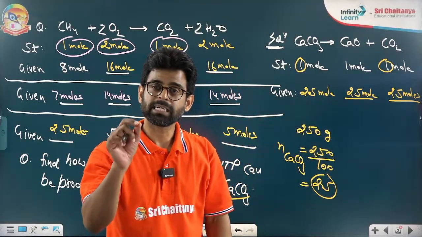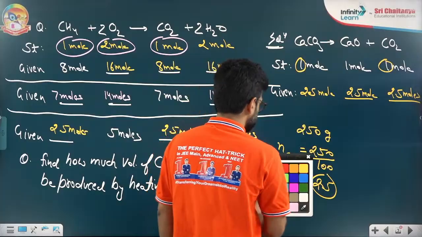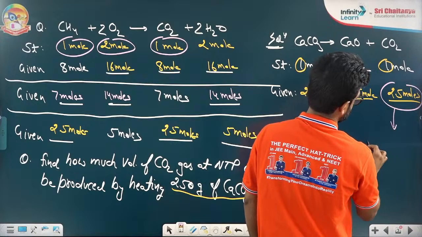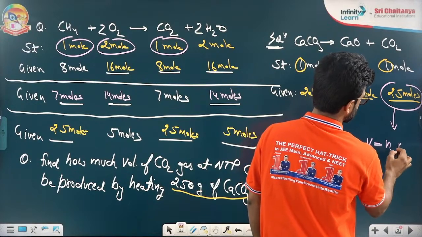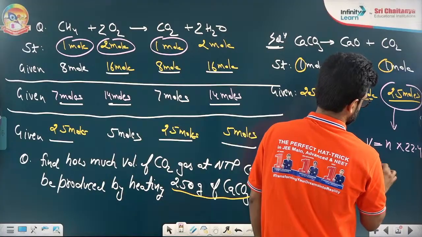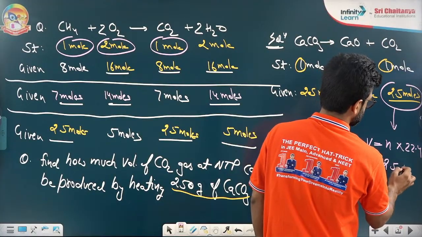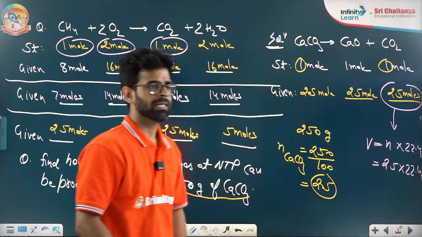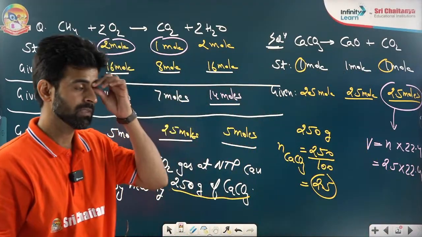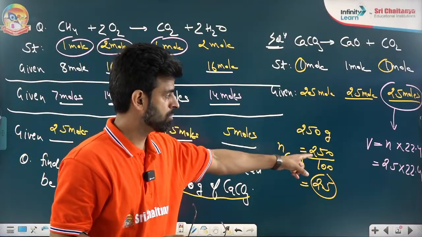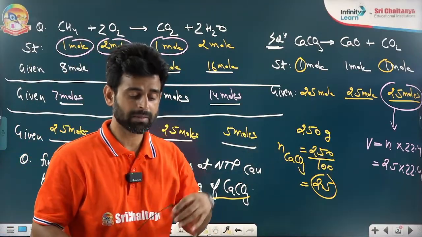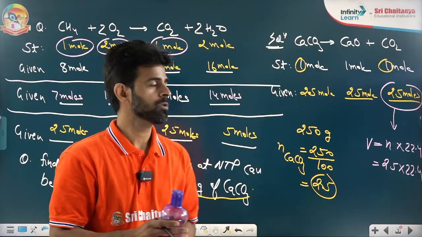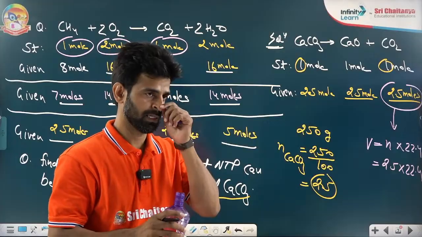Now, they're asking me volume, so I will convert these moles into volume very easily. How can you make volume? Volume is number of mole into 22.4. So 2.5 mole into 22.4. Very good. 2.5 into 22.4, how much is coming? Give me the answer.